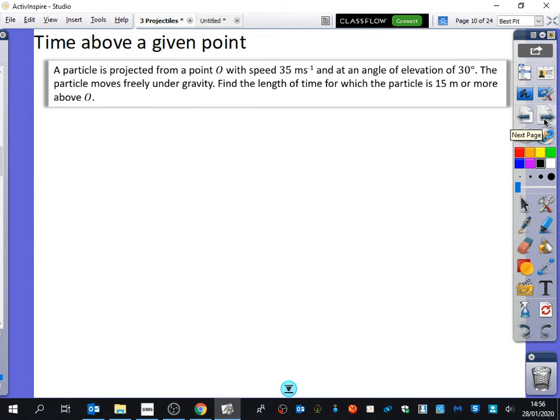A particle is projected from a point O with speed 35 meters per second at an angle of elevation 30 degrees. The particle moves freely under gravity. Find the length of time for which the particle is 15 meters or more above O. So we've got a particle that is being projected like this from O, and it has a speed of 35 and an angle of 30.